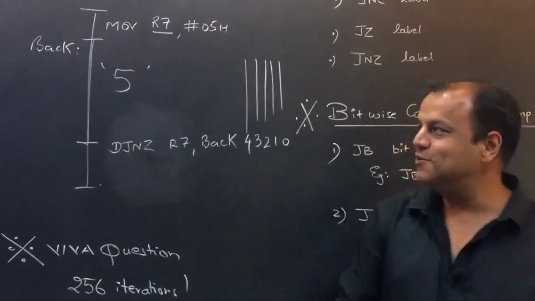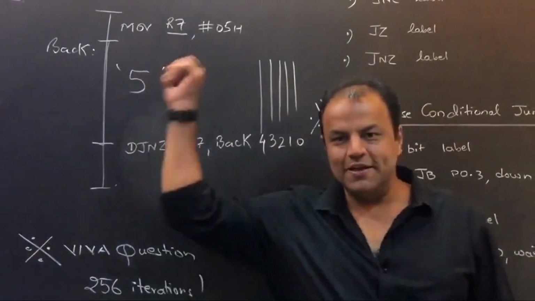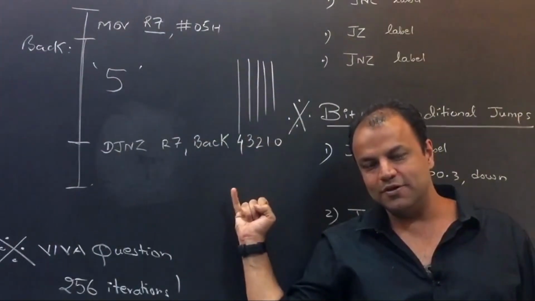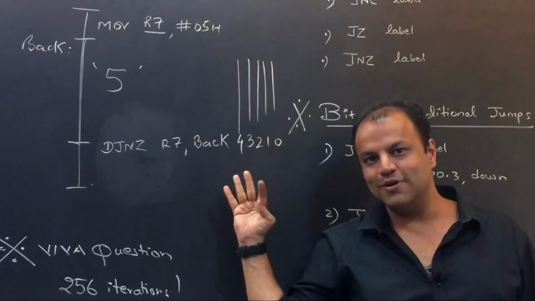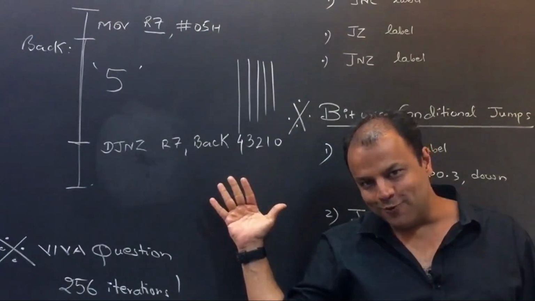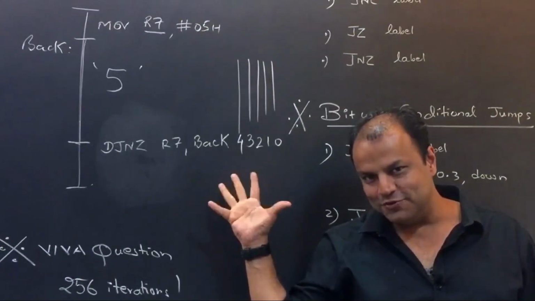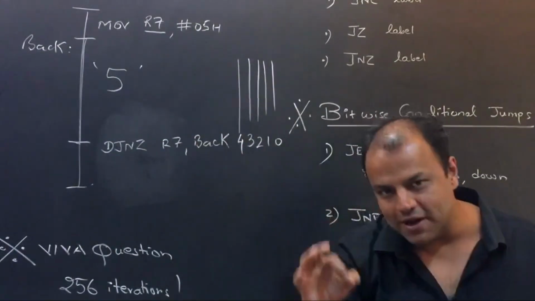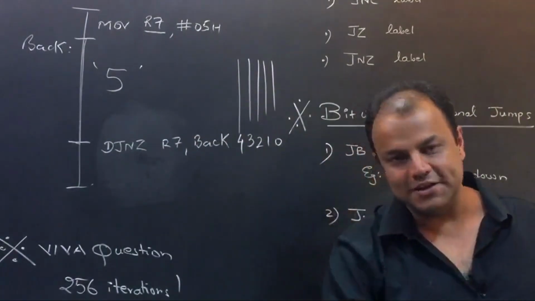How many iterations did it do? I've given a count of 5. Look at these lines. These lines are your iterations. Your first iteration count became 4, 3, 2, 1, 0. The loop breaks. That means you did this section 5 times. Did you understand this? You give a count of 5, you get exactly 5 iterations.